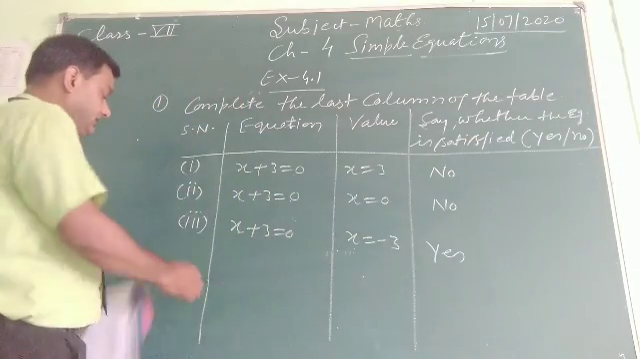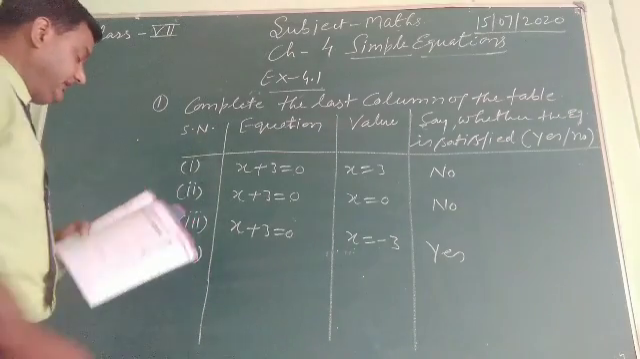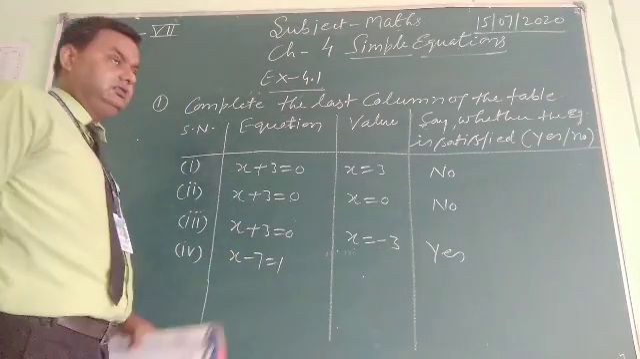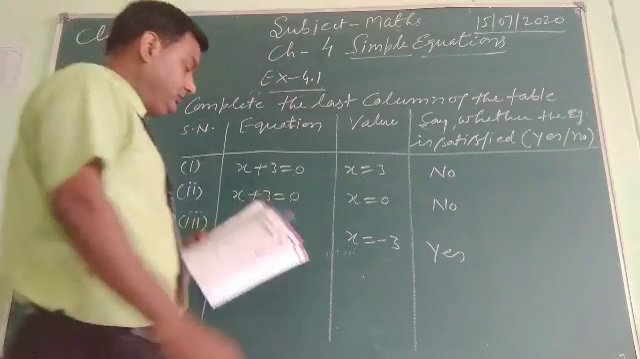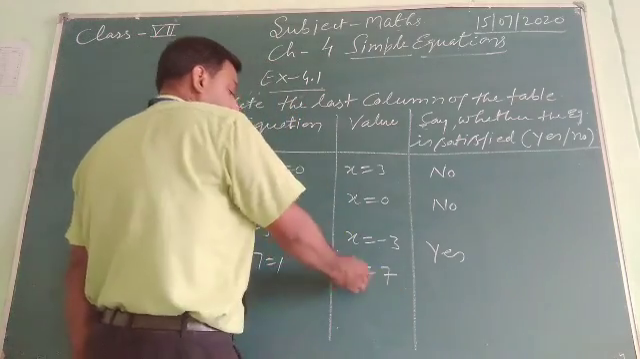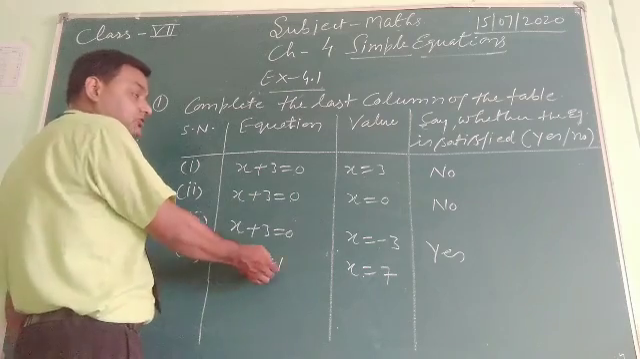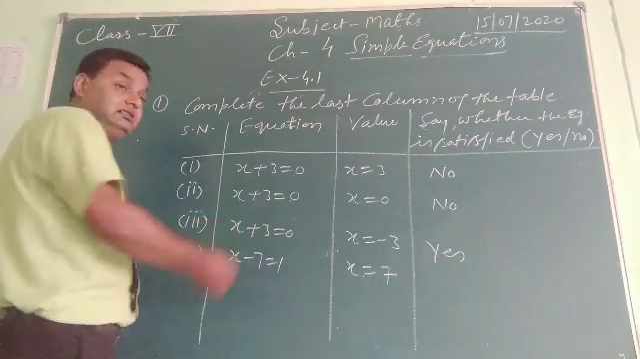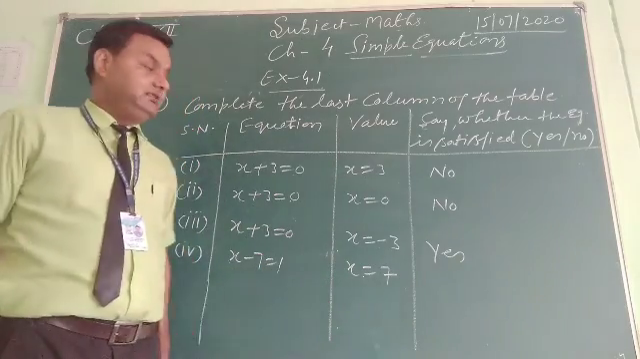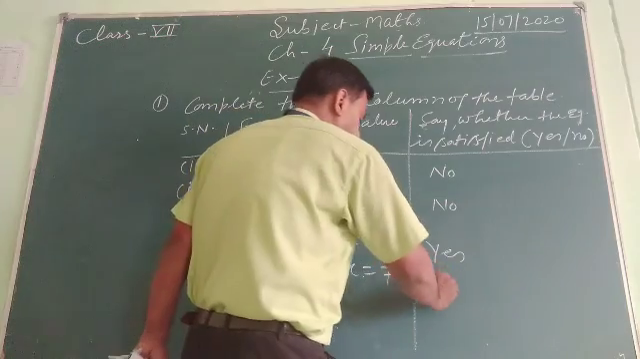Now fourth part is x minus 7 equal to 1. Here value is x equal to 7. Put x equal to 7. 7 minus 7 equal to 0. But in the RHS it is given 1. So it is not satisfied. So x equal to 7 does not satisfy the given equation. No.